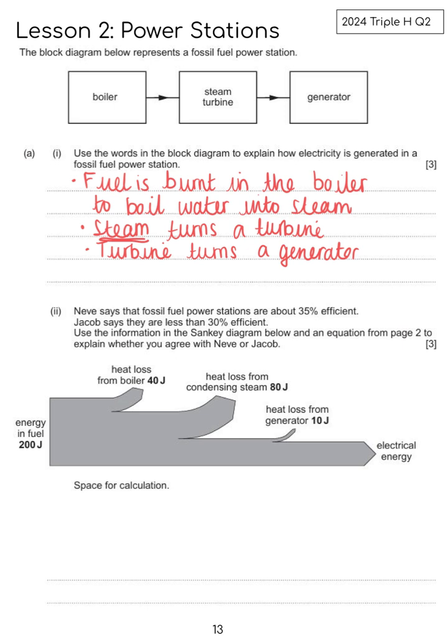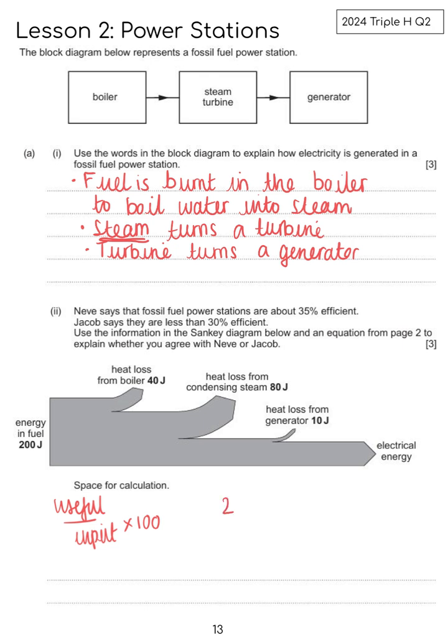Part 2, Neve says that fossil fuel power stations are 35% efficient, and Jacob says they're less than 30%. Use the Sankey diagram and an equation to explain which one we agree with. So we're talking about efficiency, so we're going to say useful divided by the input times 100. That's the equation we're going to use, and we'll work out the efficiency and then see whose answer we are closest to. So we need to work out the useful energy.